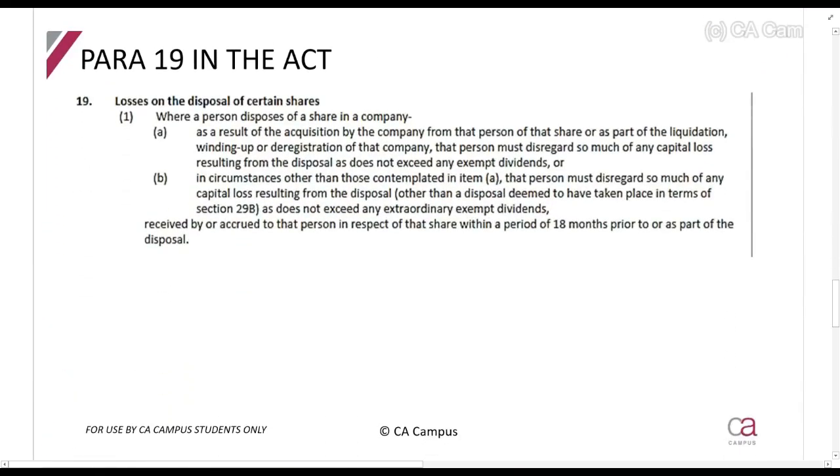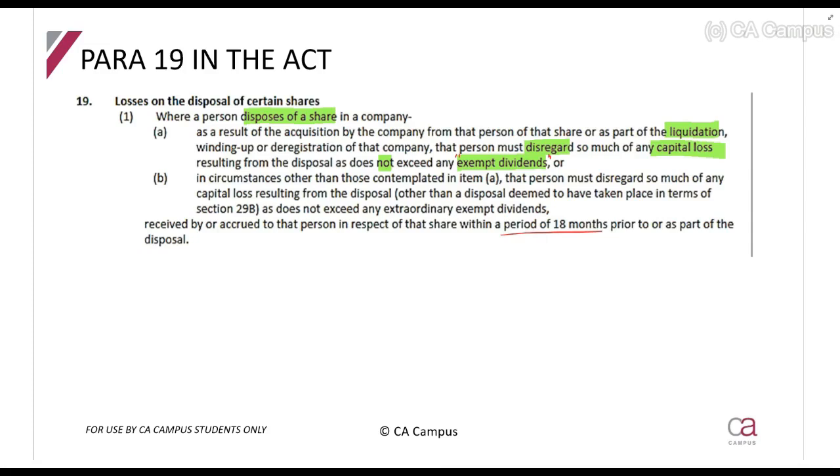Okay, so let me explain. 19(1)(a), liquidation one. Where a person disposes of a share as a result of the acquisition of that share as part of a liquidation, that person must disregard so much of any capital loss that does not exceed any exempt dividends. See, there's that term, exempt dividends, which has been received within a period of 18 months prior to the disposal.